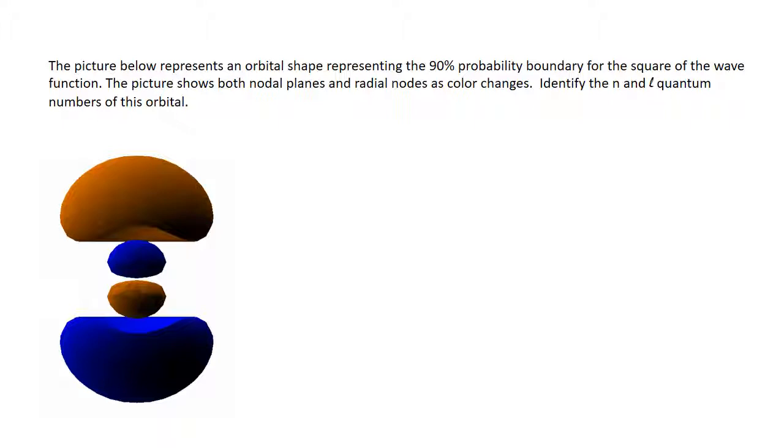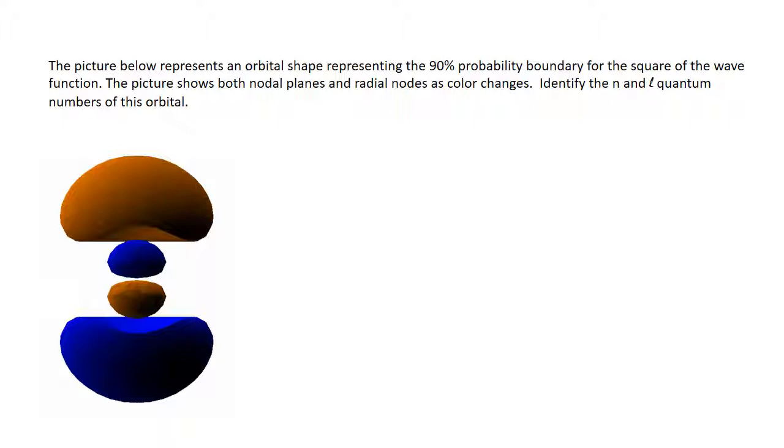The picture below represents an orbital shape representing the 90% probability boundary for the square of the wave function. The picture shows both nodal planes and radial nodes as color changes. Identify the n and L quantum numbers of this orbital. Well, let's see how we would approach solving this problem.